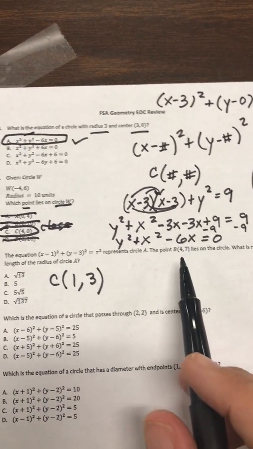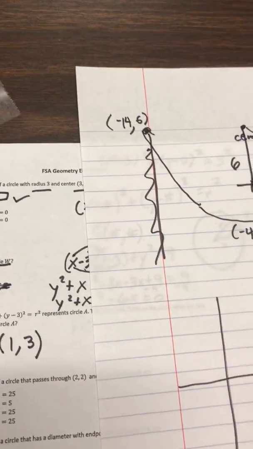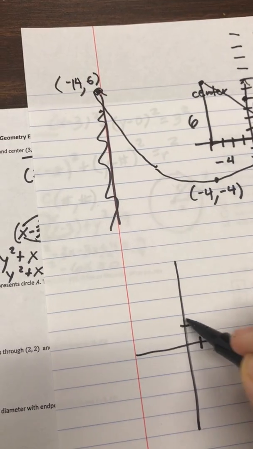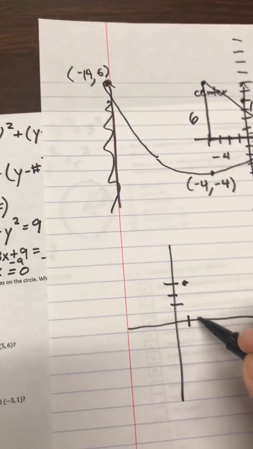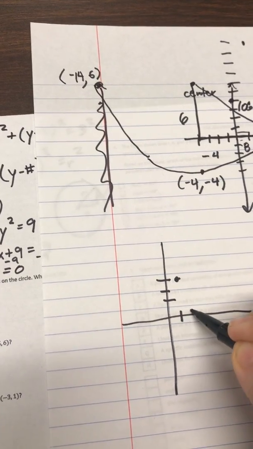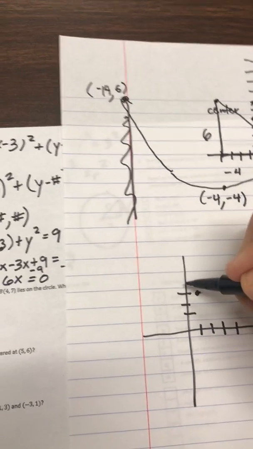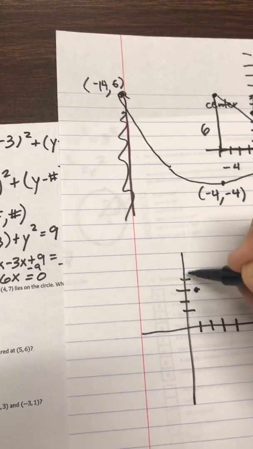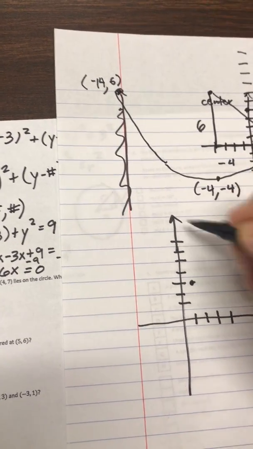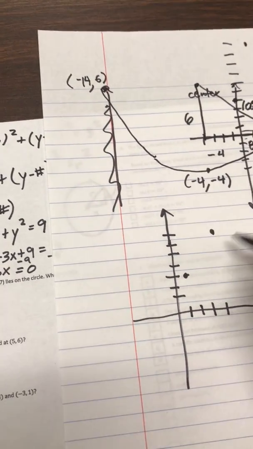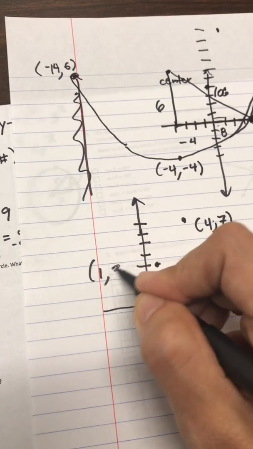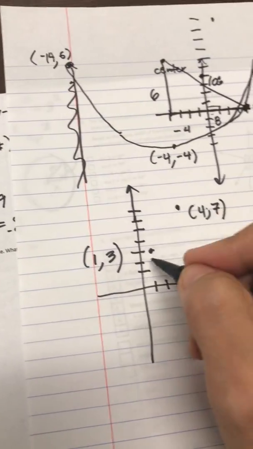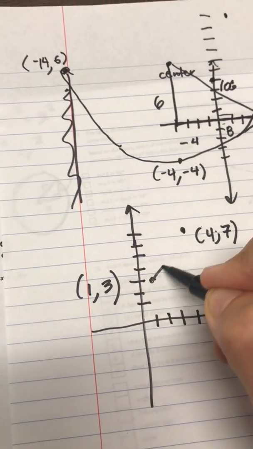So if I think about this, I have something at 1, 3. So I'll go over 1 and up 3. And then I know the point 4, 1, 2, 3, 4, 7. So I already went up 3, 4, 5, 6, 7 is on the circle. So 4, 7 is on the circle, and 1, 3 is the center of the circle. And so I need to find the radius.